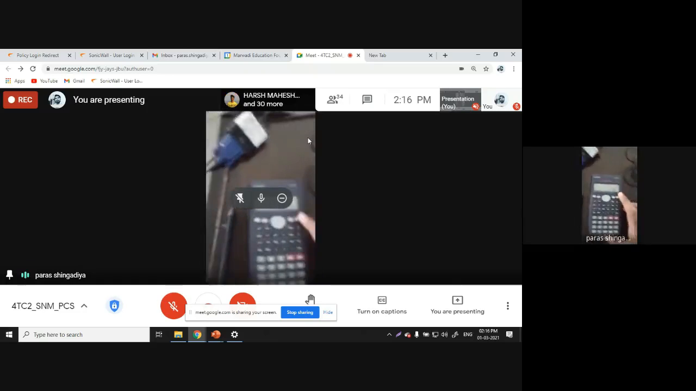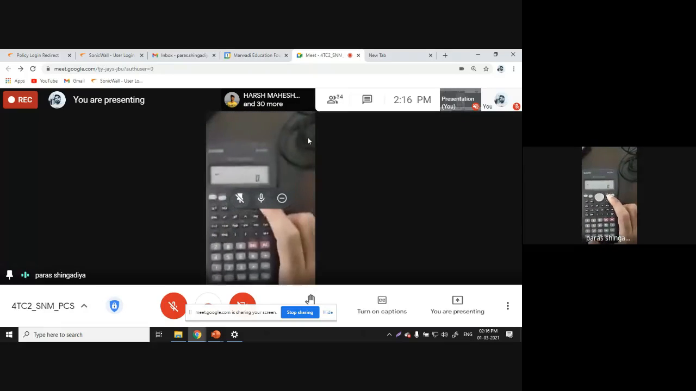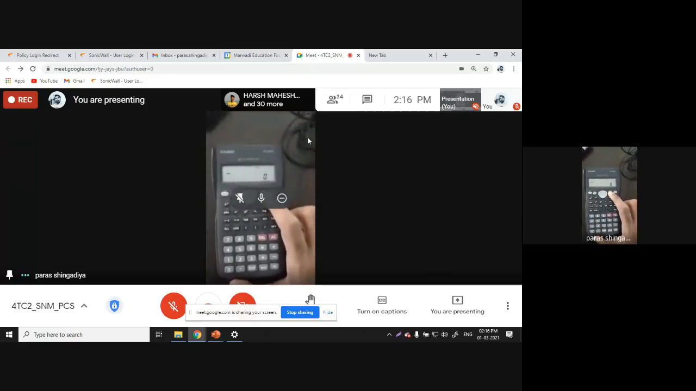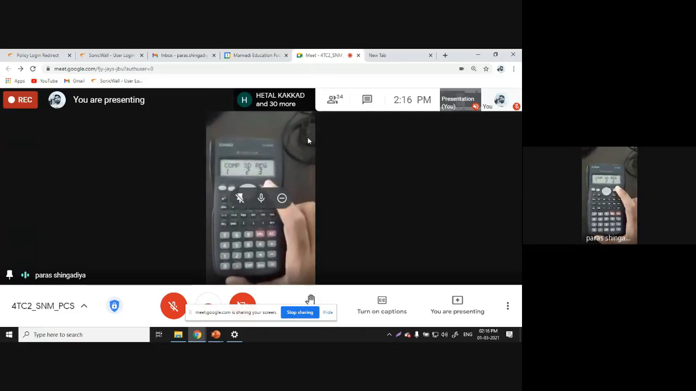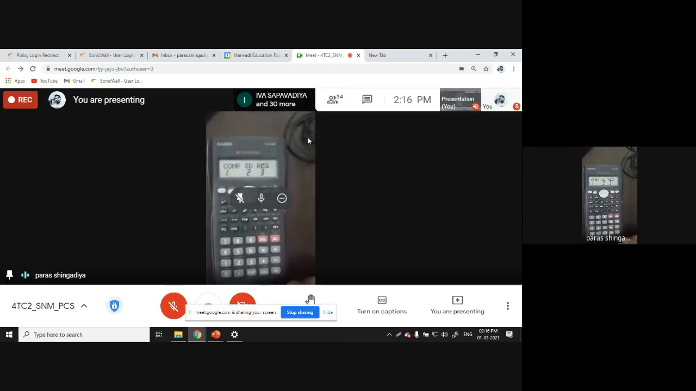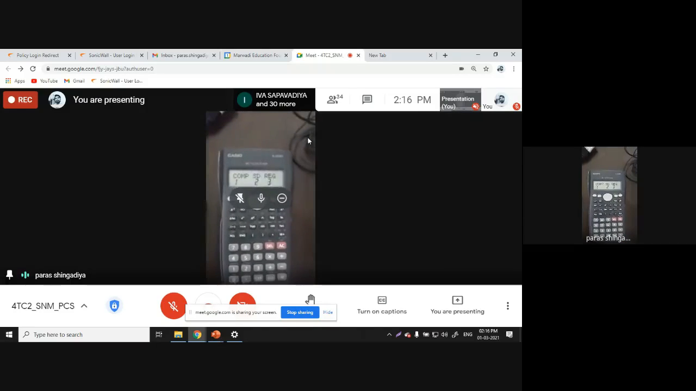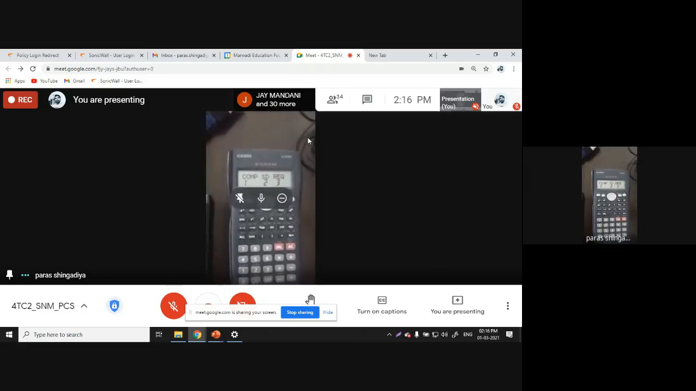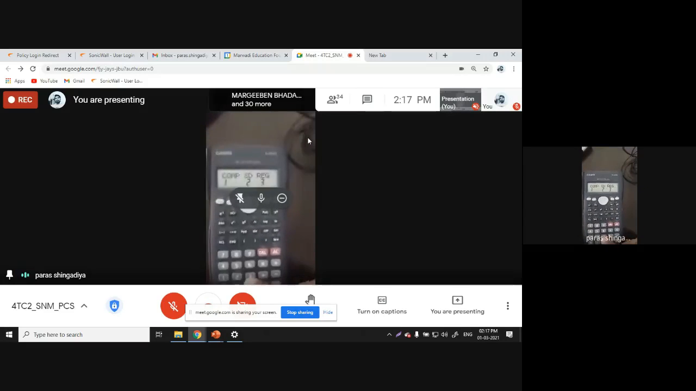So the first step in the calculator: there is a mode tab. Press mode. Three options will be there: COMP, then standard deviation, and then regression. By using the regression technique, we can find the answer. So for regression, press 3.